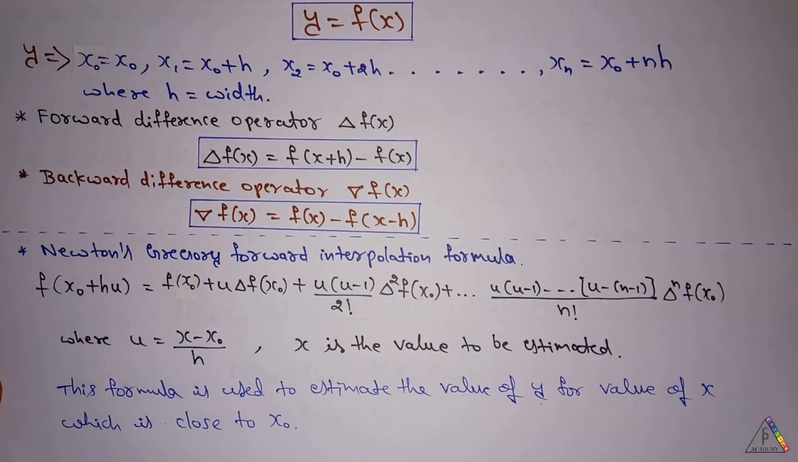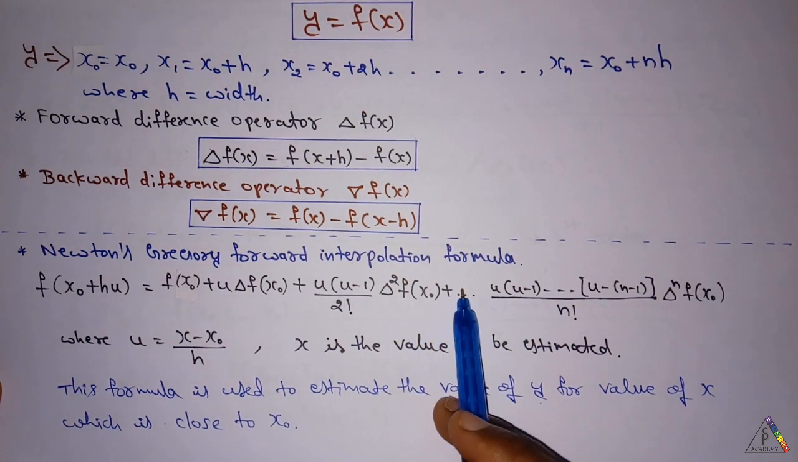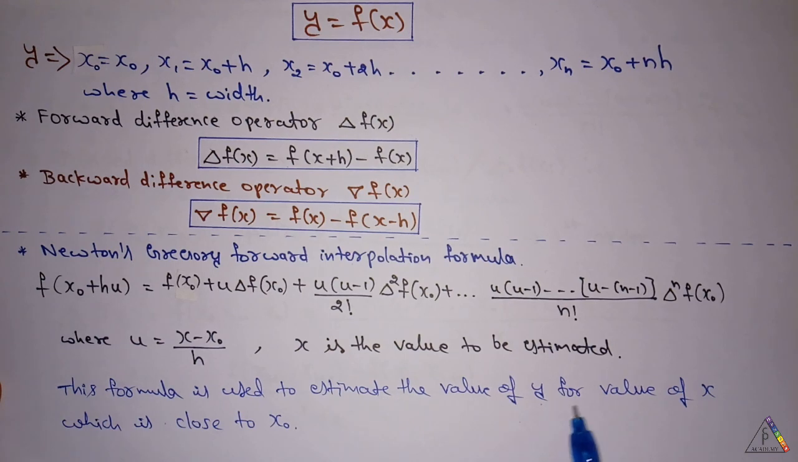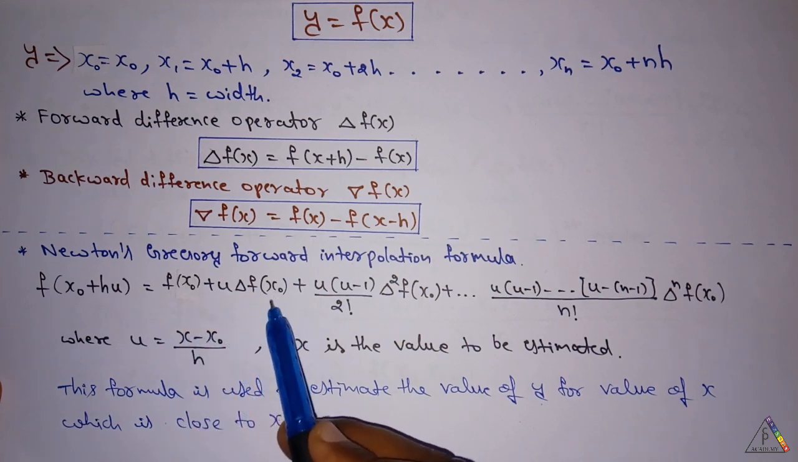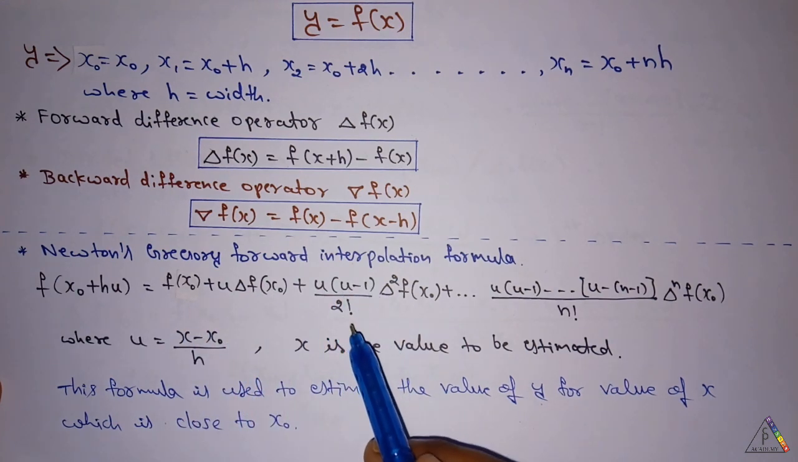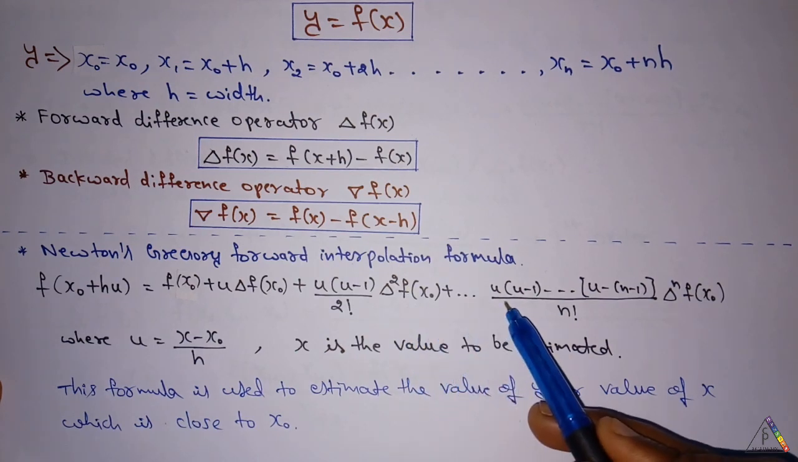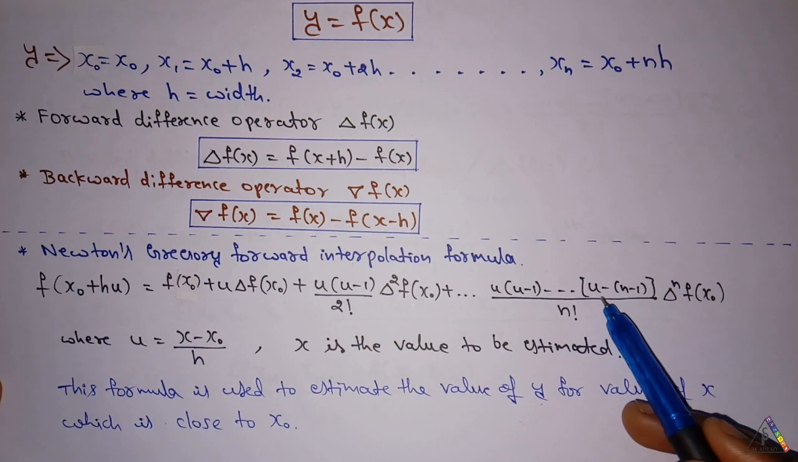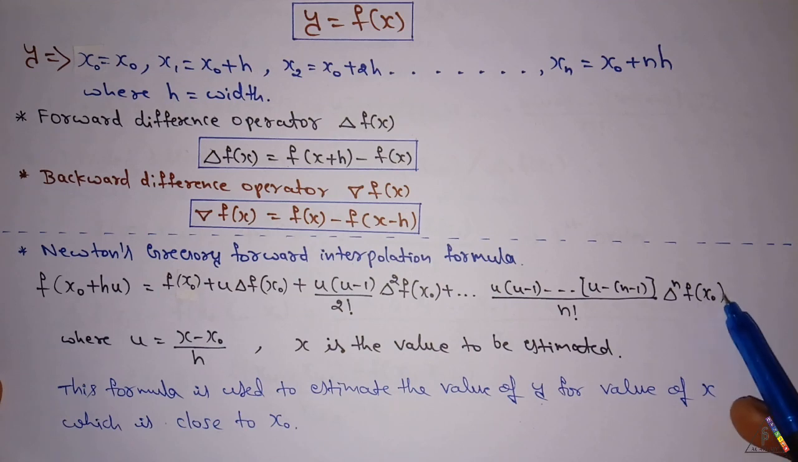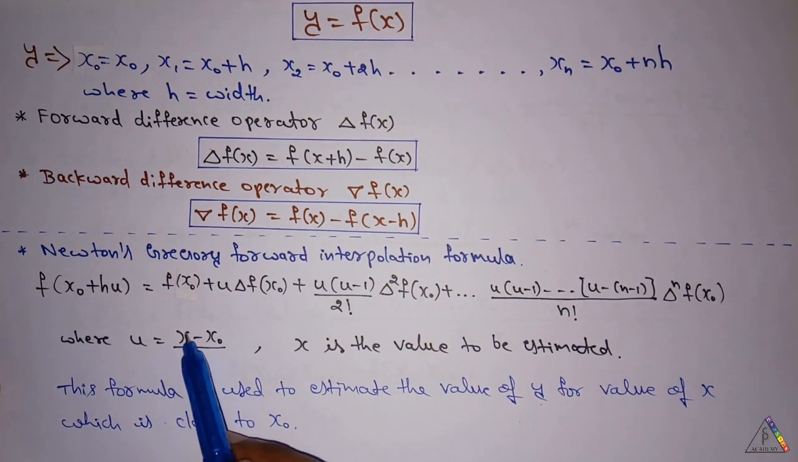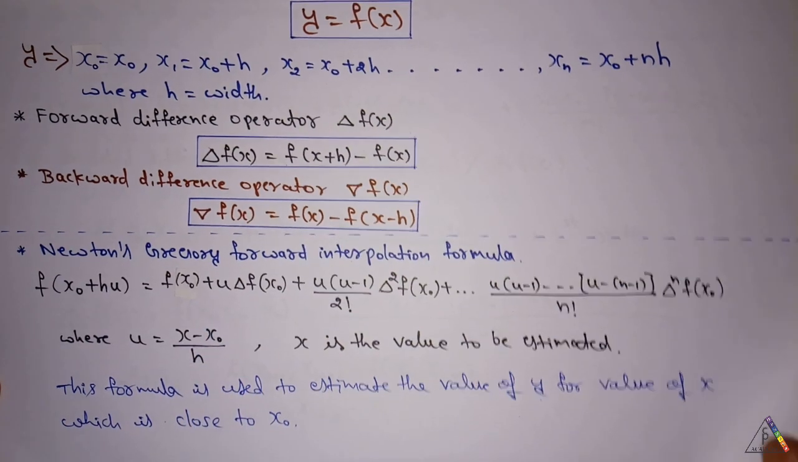Next is the Newton-Gregory forward interpolation formula, which is used to estimate the value of y for the value of x which is close to the first term, and the formula is given by f of x0 plus hu equals f of x0 plus u into delta f of x0 plus u into u minus 1 divided by 2 factorial delta square f of x0 plus, and so on up to u into u minus 1, and so on up to u minus n plus 1 divided by n factorial delta to the power n f of x0, where u is given by the value of x to be estimated minus the first term divided by the width of the interval.